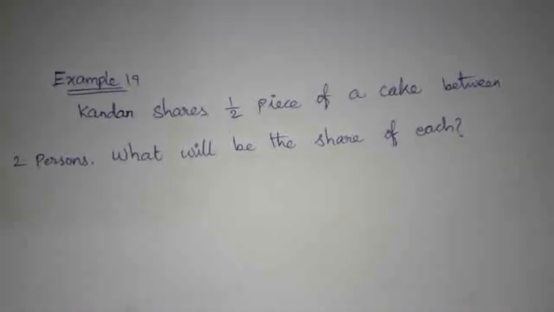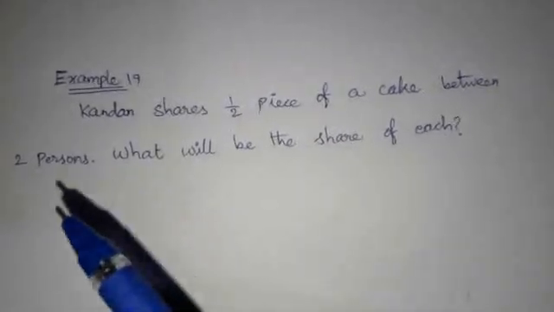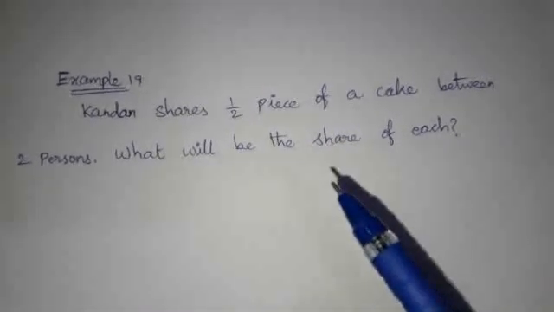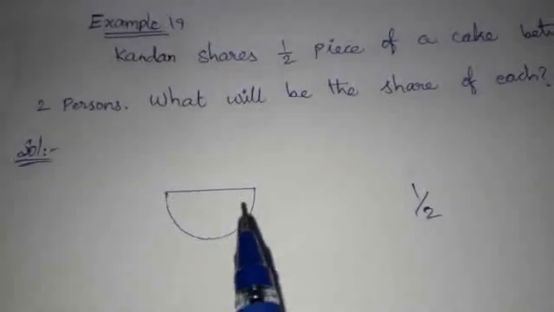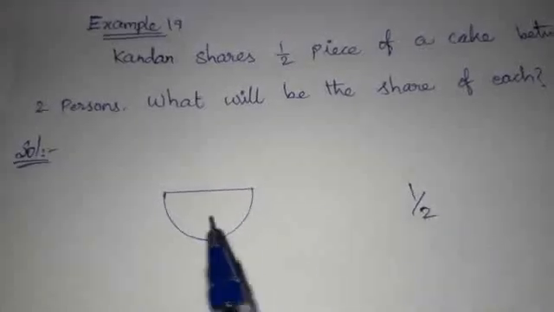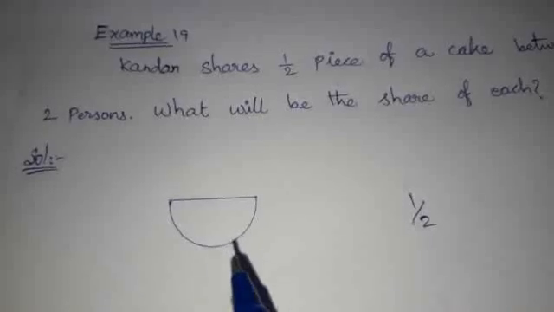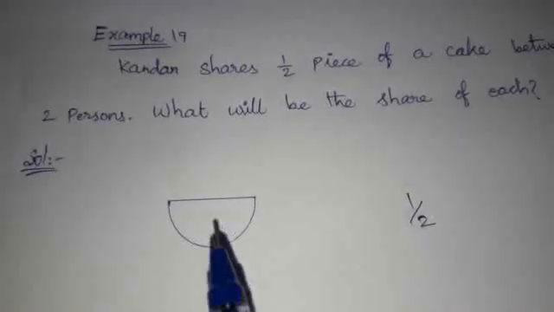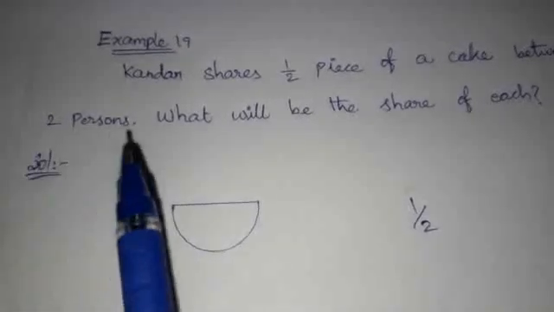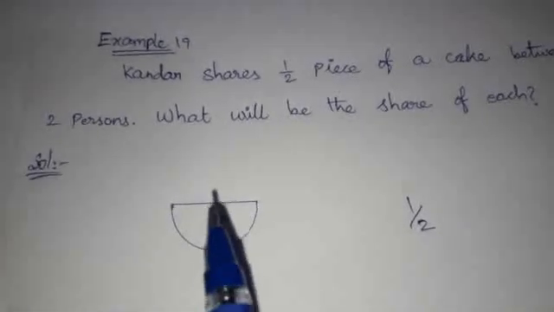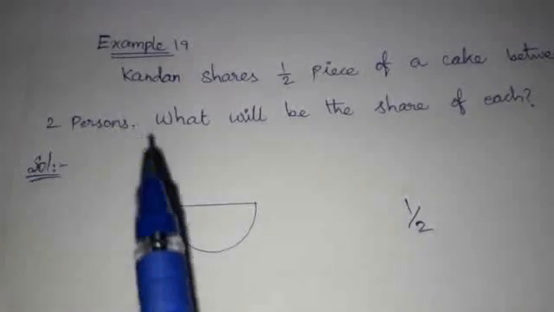Next we are going to see book example 19. Kandan shares half a piece of a cake between two persons. What will be the share of each? Let us consider this is the half piece of a cake. We have to share it between two persons. How to share it? There is only one way. We have to divide it equally into two parts, then only can we share it between two persons.